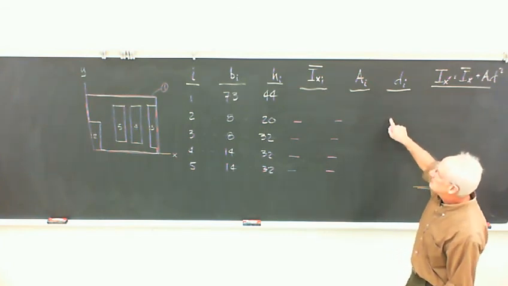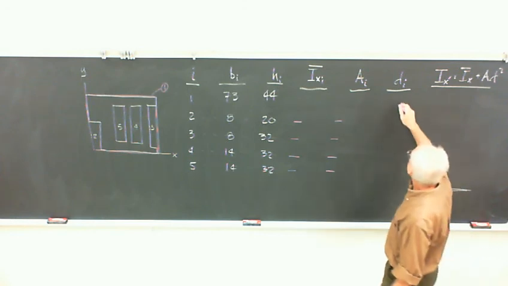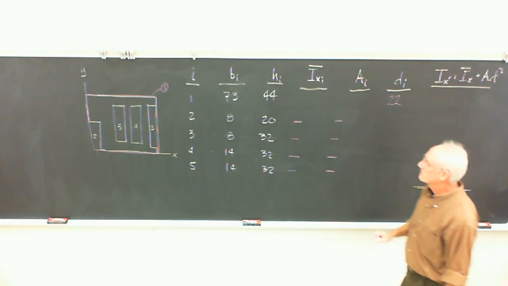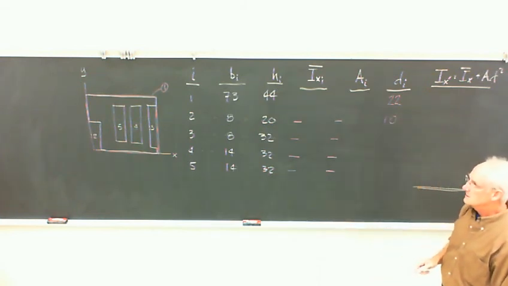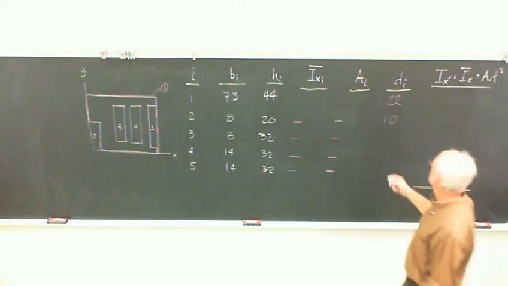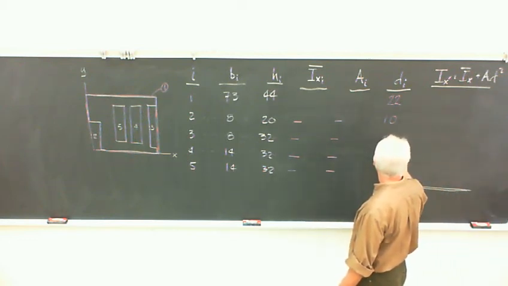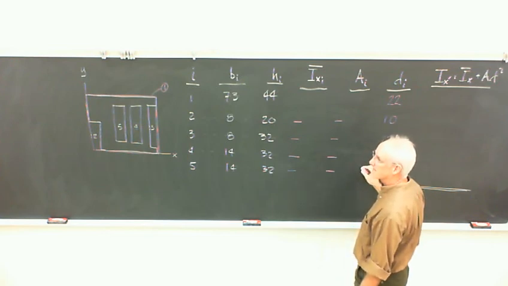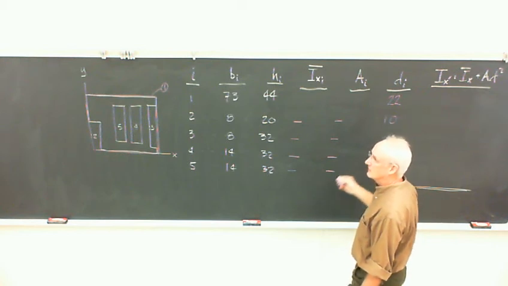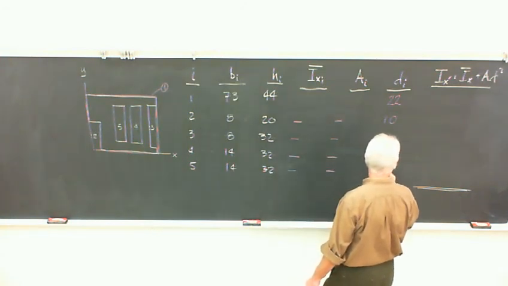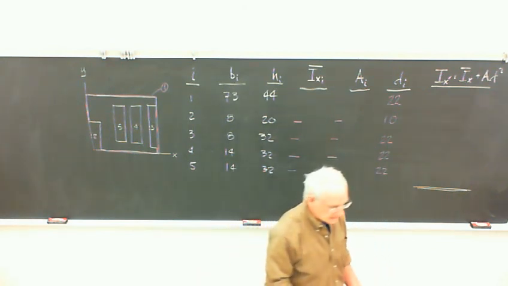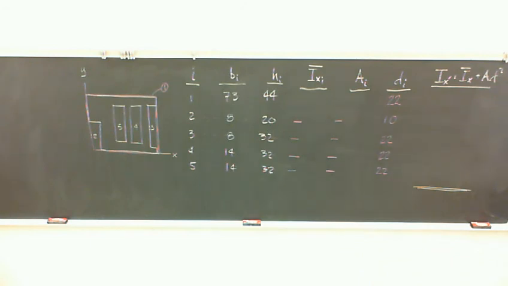So, piece one. D is 22. Piece two is 10. And for the other three pieces, it's 16 plus 6 is 22. If that makes sense. Six, so they're all centered. Yeah, they are. They're all centered completely. All you need to do now is just be careful.